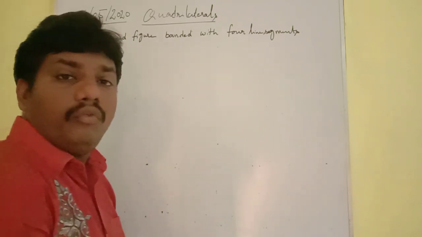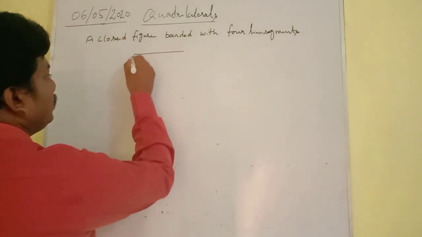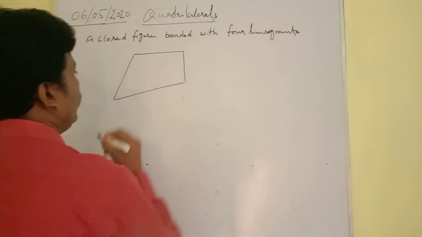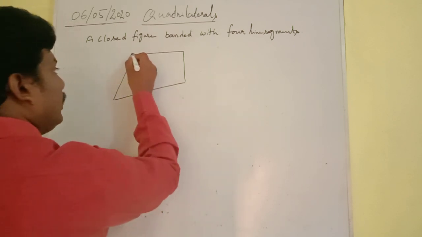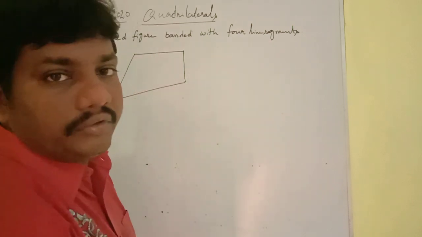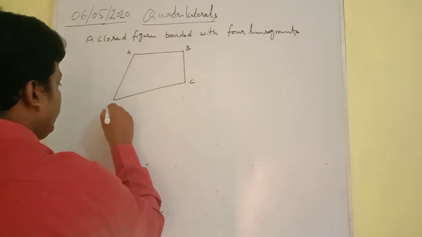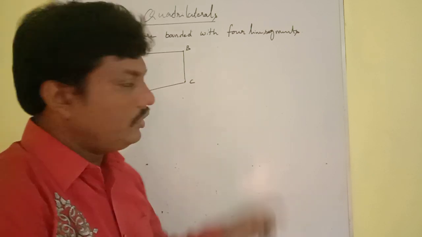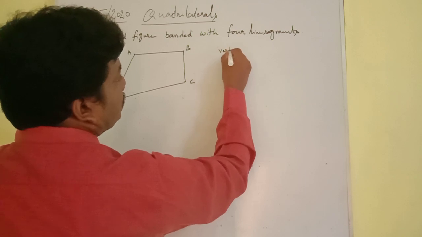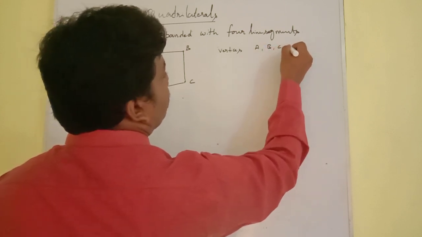So let me see how the quadrilateral will be. Suppose, for example, the quadrilateral is like this. Here, four vertices are there, because there are four corners. Each corner we call a vertex. Let me take these as A, B, C, D. So the four vertices of the quadrilateral are A, B, C, D.